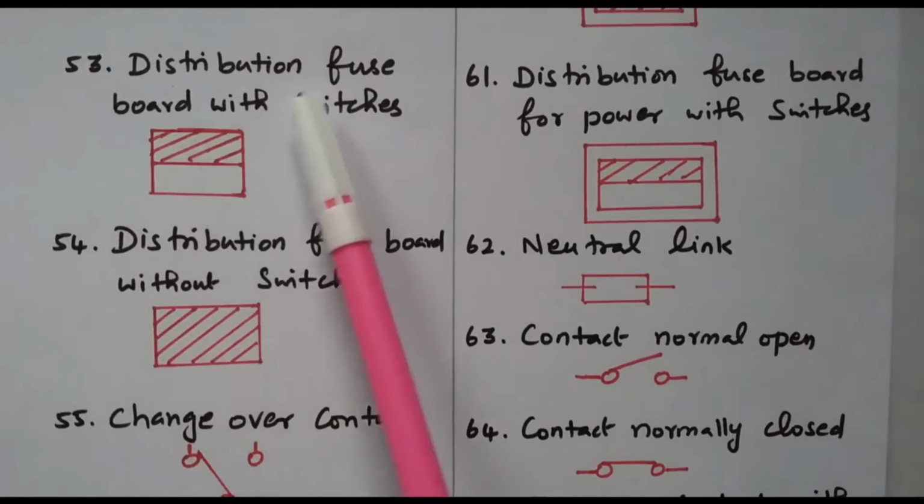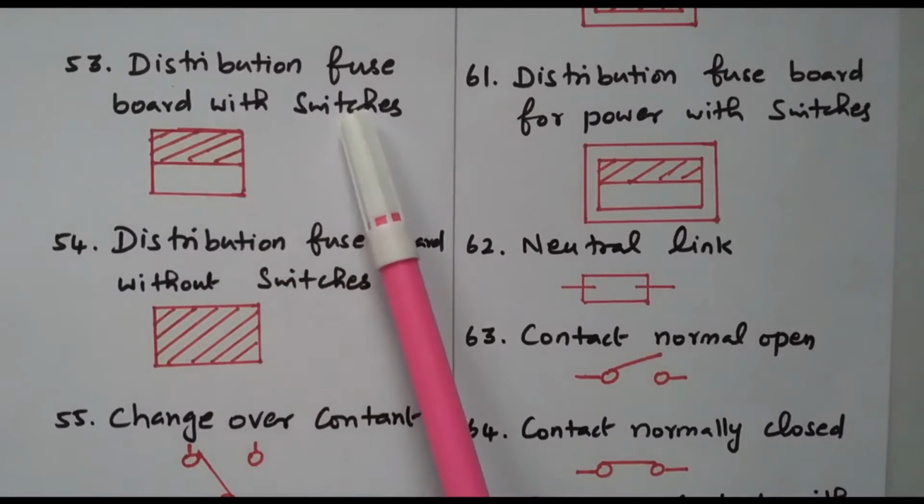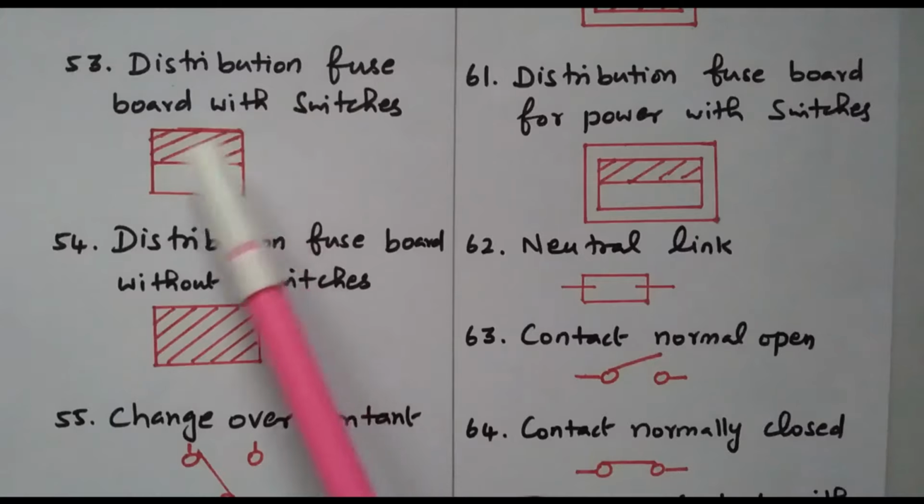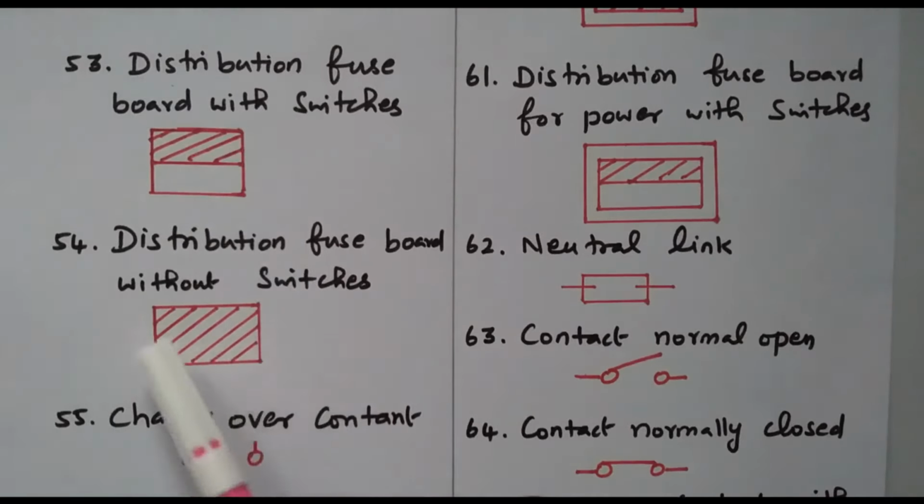Then distribution fuse board with the switches. So half of the portion has cross lines available. Without switch, it is fully cross lines.